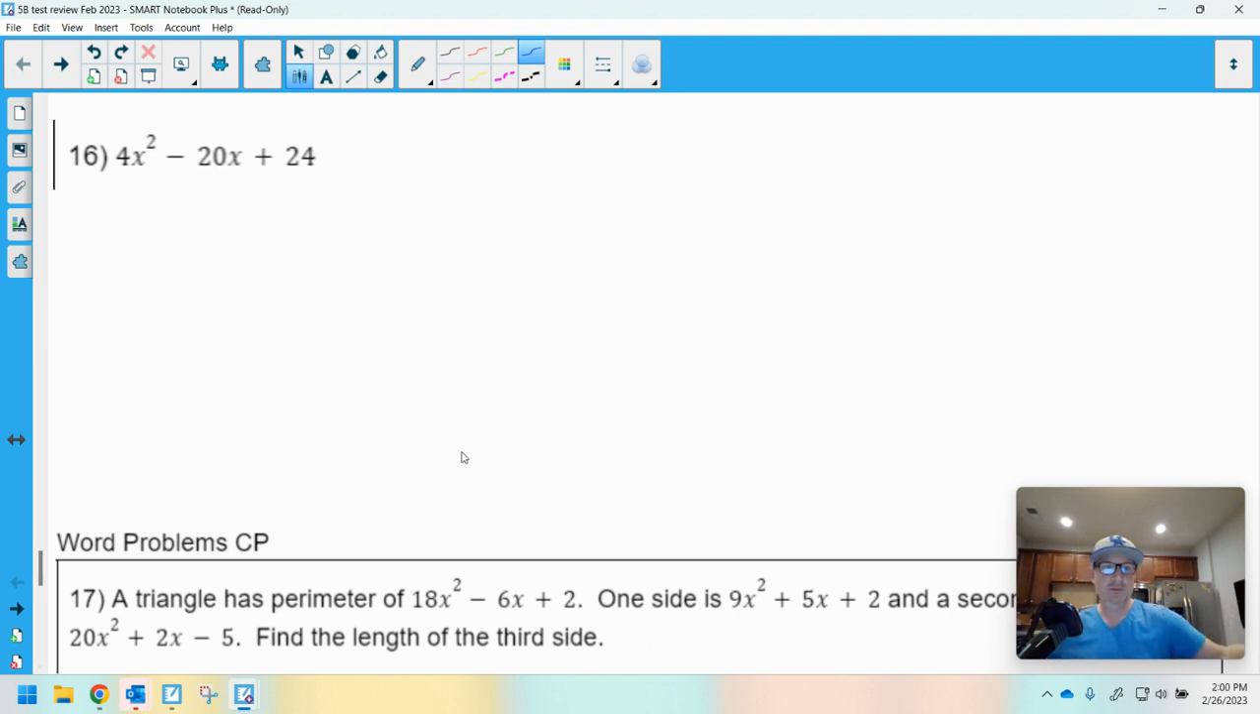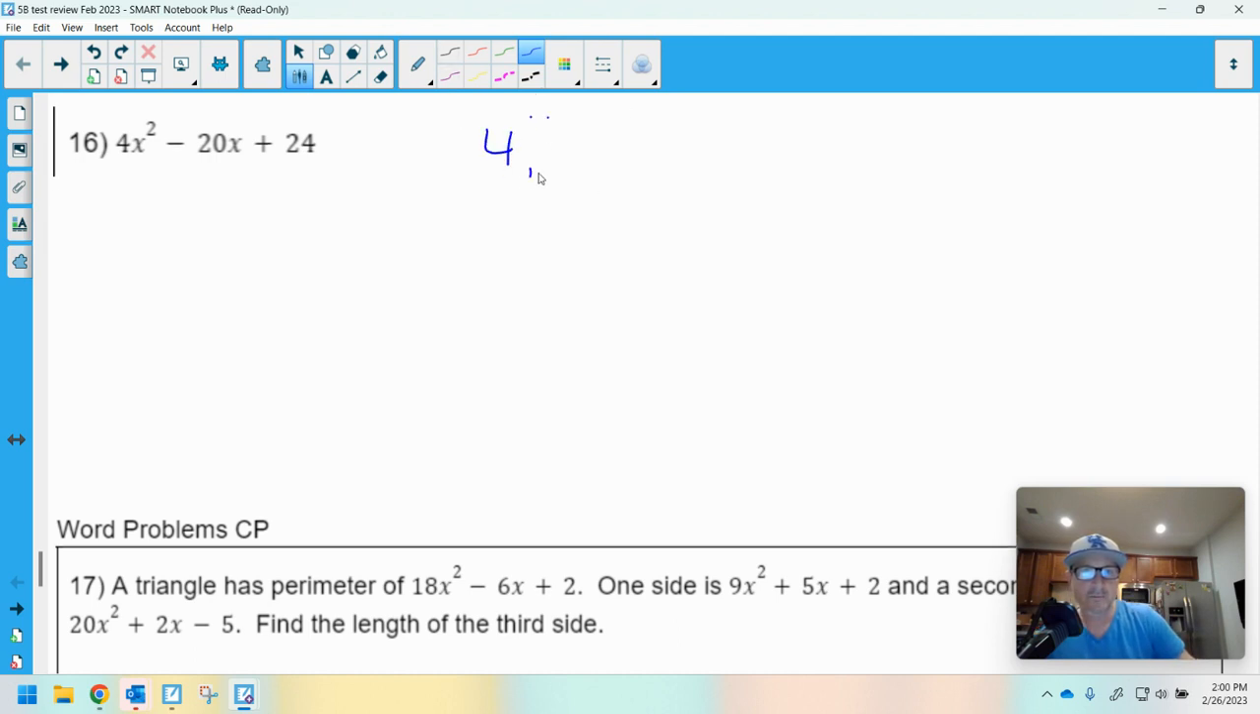First thing we do is we look for the GCF of the 3 numbers: 4, 20, 24. I don't care that I didn't put a -20. I'm just looking for the GCF of these numbers. Don't have to worry about the signs.